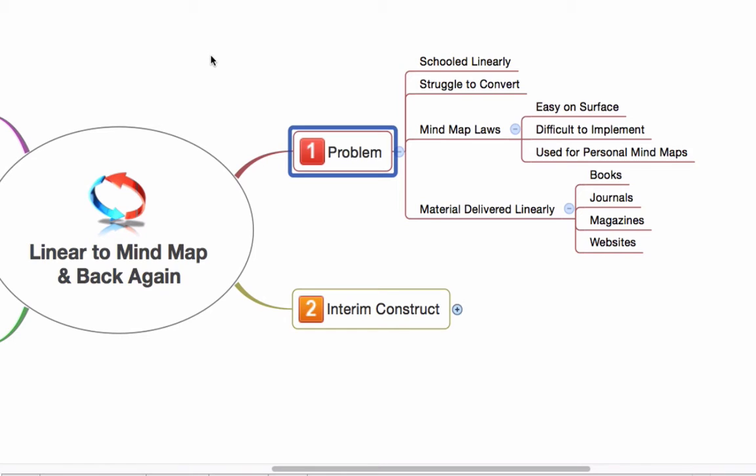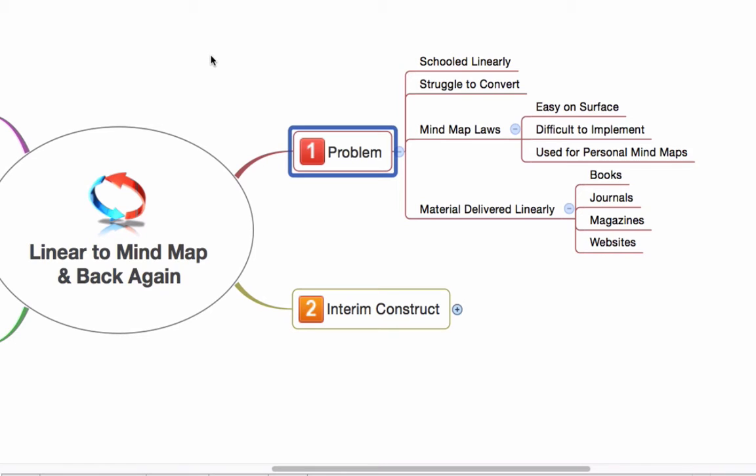And initially, I largely used it for personal mind maps because I was afraid to share my mind maps with anybody else. I also found that most of the material around us is actually delivered linearly. For example, books, journals, magazines, websites, etc. are all delivered linearly. Even Tony Buzan, the inventor of mind maps, writes books. And these books are naturally linear constructs like most other books are.